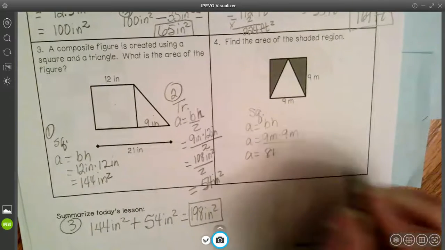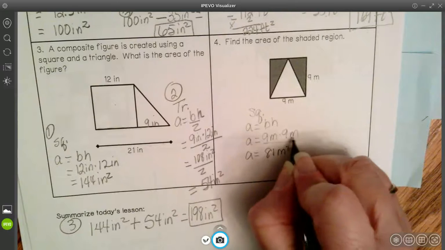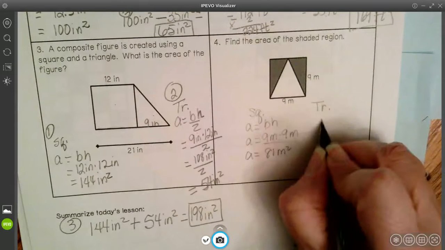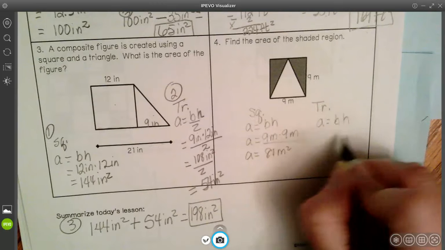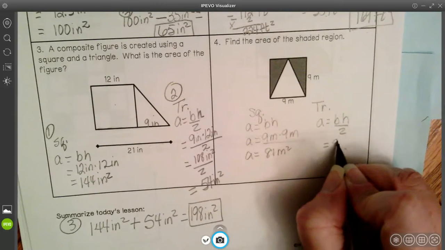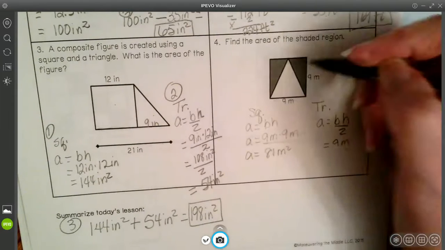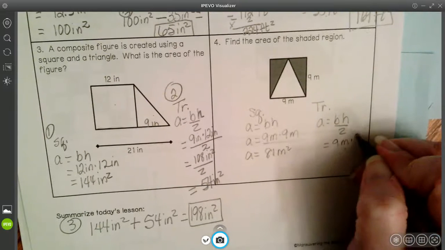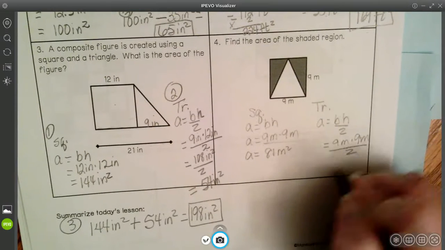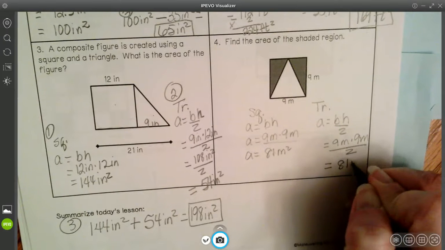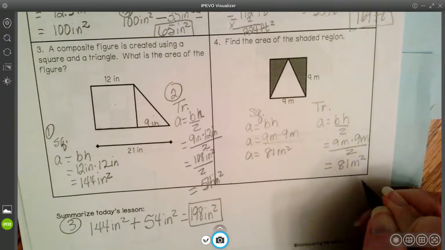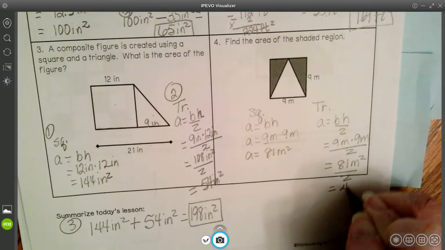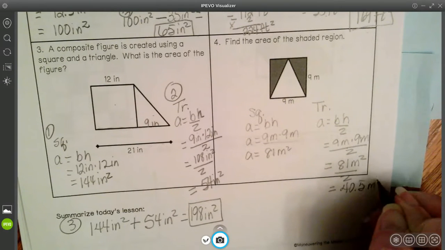81 meters times meters is meters squared. Okay, so that's the area of our square. And now we've got to find the area of the triangle. So we're going to use area equals base times height divided by 2. So we've got 9 meters for the base. And guys, believe it or not, it's 9 meters for the height because it's the same height as the square. So 9 meters times 9 meters divided by 2. That's 81 meters squared divided by 2, which is 40 and 5/10 meters squared.